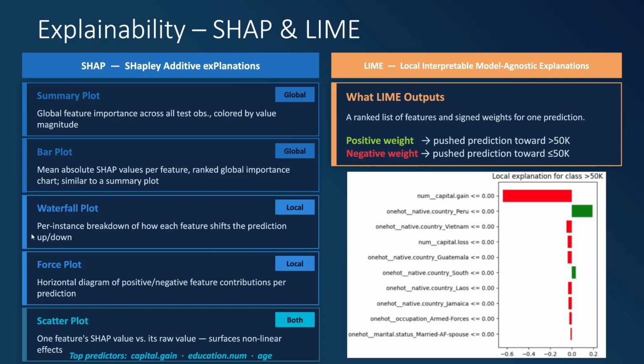SHAP provides what we call global explanations, meaning it looks at the model as a whole and shows which features are most important overall. It also provides local explanations, meaning it focuses on individual predictions and why the model made the prediction for that single data point, similarly to LIME. But LIME is only used for local explanations as it does not provide global explanations.